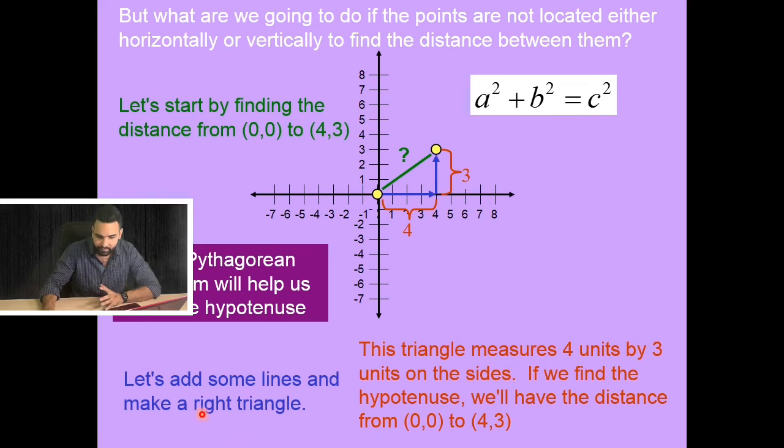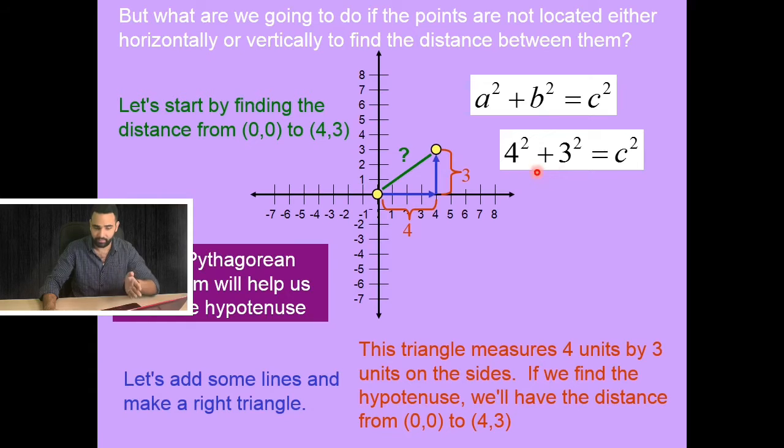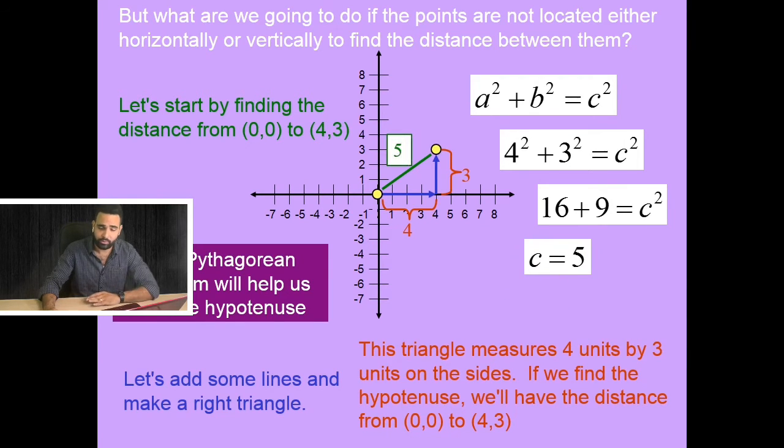So to find c squared, which is the hypotenuse here, I will replace a by 4 squared and b squared will be 3 squared, okay? 4 squared equals 16 plus 3 squared equals 9, equals c squared. 16 plus 9 is 25. So c squared is 25, and c equals the square root of 25, which equals 5 unit lengths. So we know that if we need to find the distance between two points, we can use the Pythagorean theorem, okay?